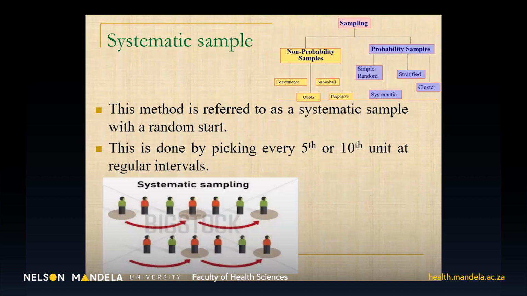Now, what is a systematic sample? The second probability sampling approach. This method is referred to as systematic sample with a random start. I'll explain this. Systematic. And I've got a good example of a student that came to me and we decided to go with this one. I'll give you an example.